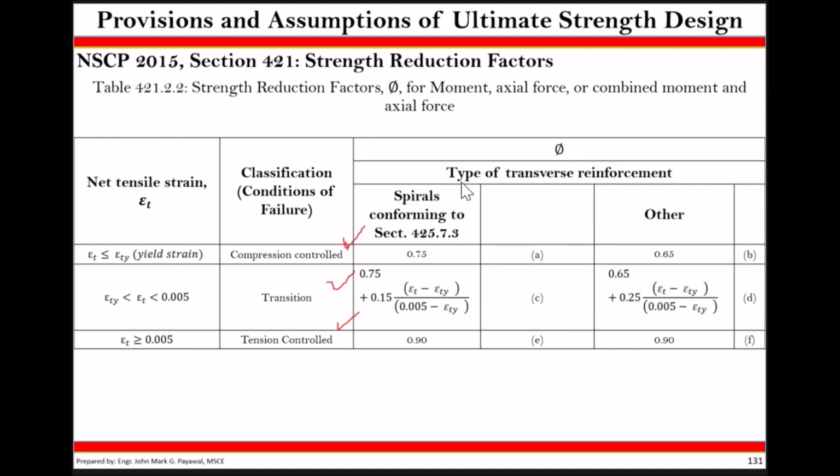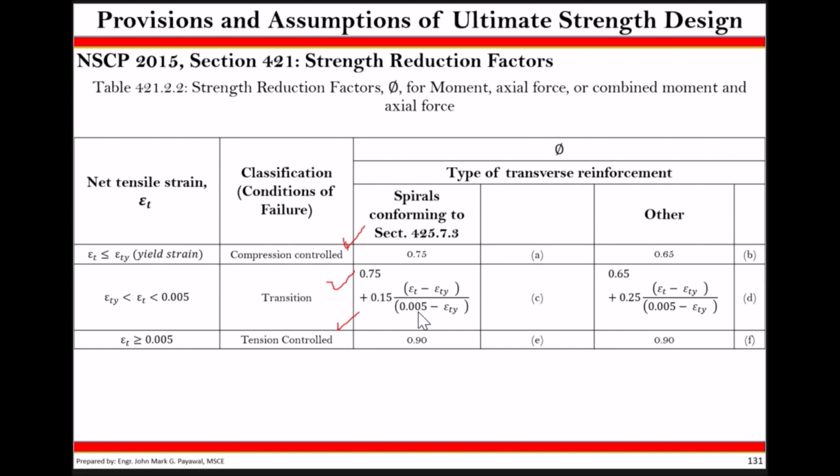Let me see. Okay. So what we have here are, as mentioned, compression controlled, transition controlled, or tension controlled. Dalawa yung value for compression, either 0.75 or 0.65. If it confirms that it is spiral, it should be 0.75. Kapag hindi naman or otherwise, 0.65 agad.